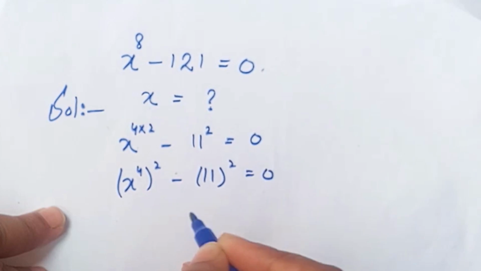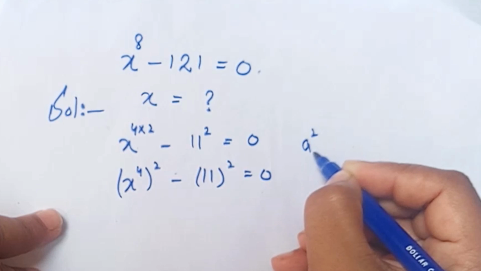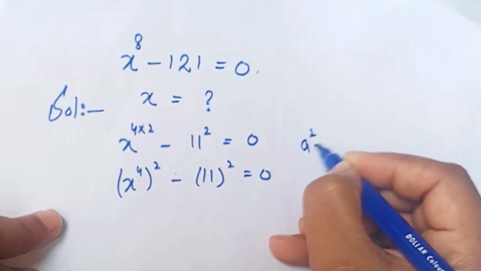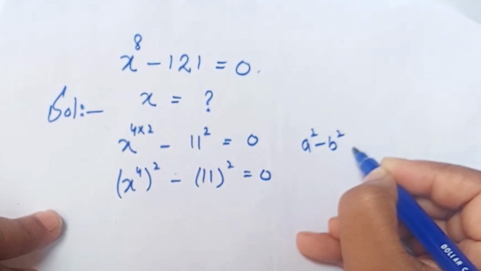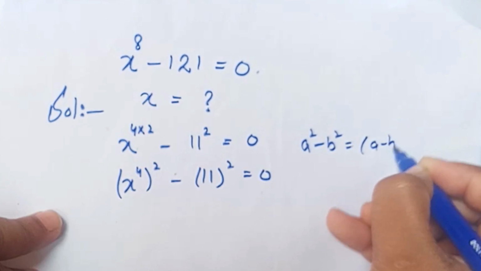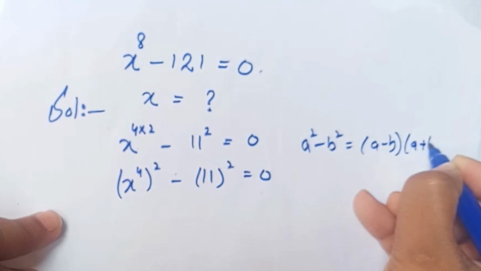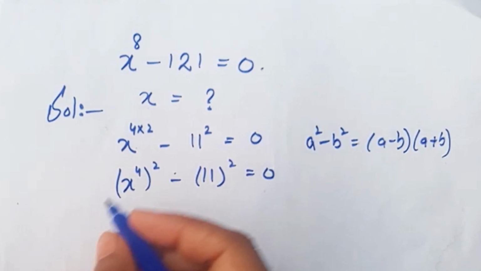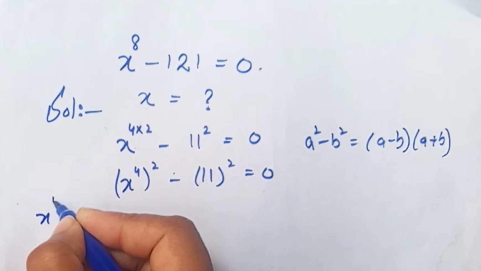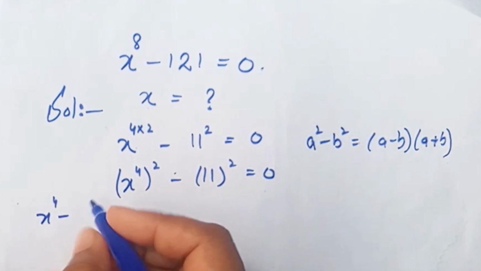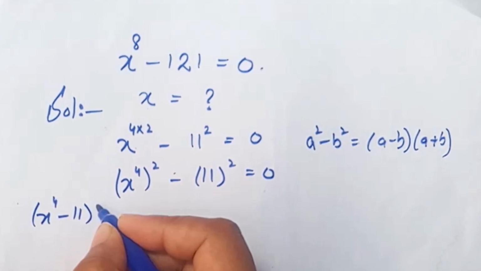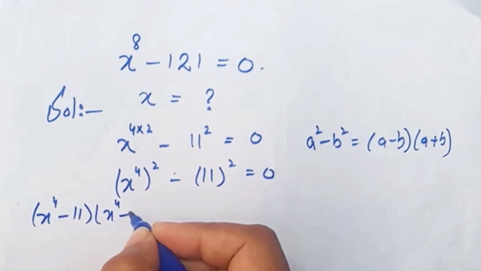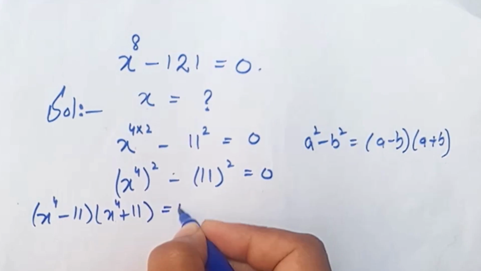It's equal to 0. Now we use this identity, a square minus b square, which is equal to a minus b multiplied by a plus b. So we use this identity on the left hand side. This will become x raised to the power 4 minus 11 multiplied by x raised to the power 4 plus 11. This is equal to 0.